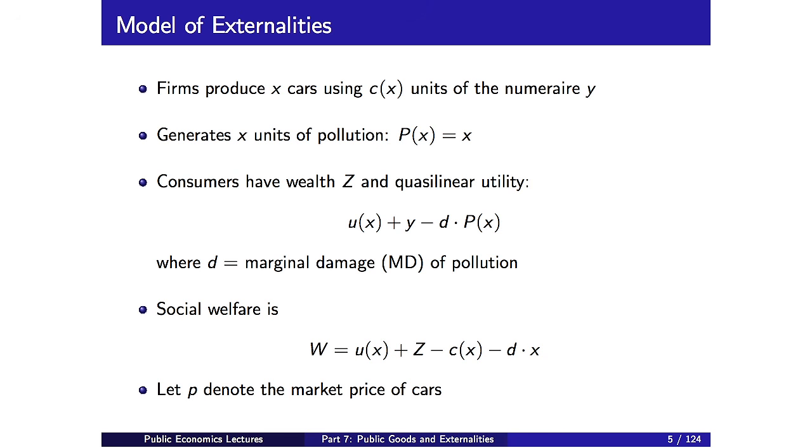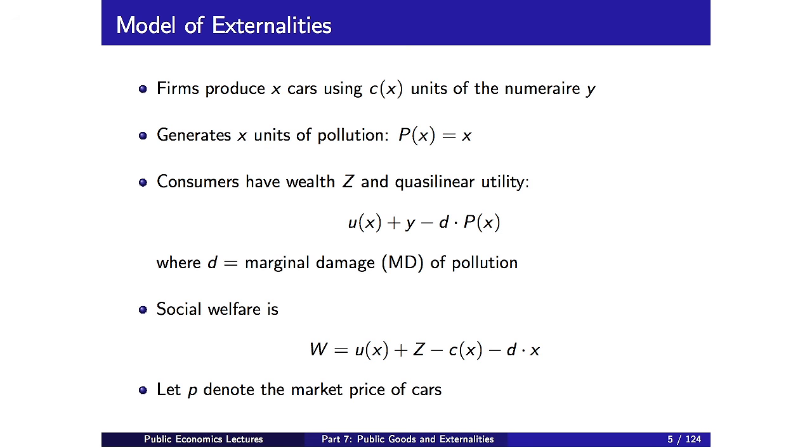All right, so very simple model that goes back to what we were talking about in the first couple of lectures in the class. So let's say you've got firms producing cars, X cars, using C of X units of the numeraire good Y. So it's this two-good model that we've worked with a few times. But now we're going to add this feature that when you produce a car, you generate X units of pollution. So more generally, there might be some pollution function P of X. And just for simplicity, I'm going to assume P of X equals X here.